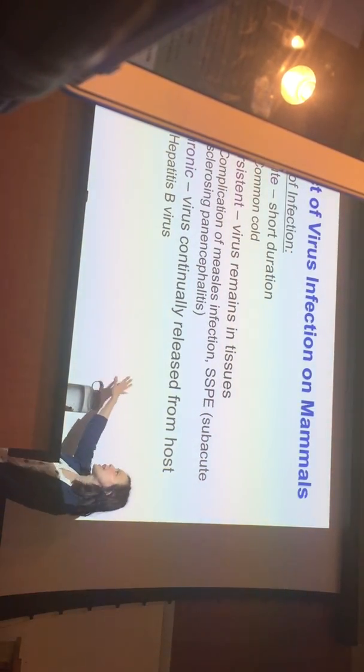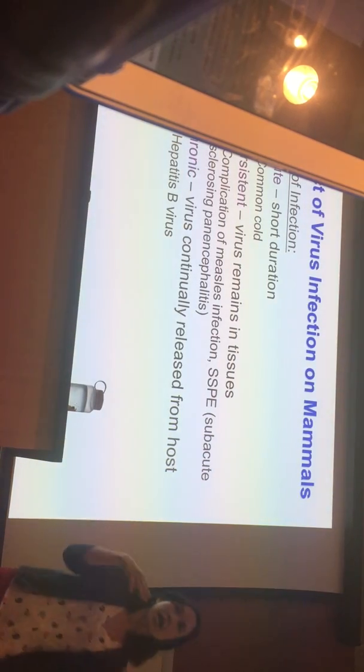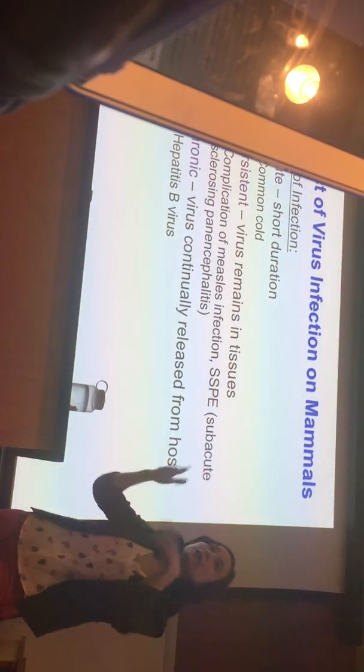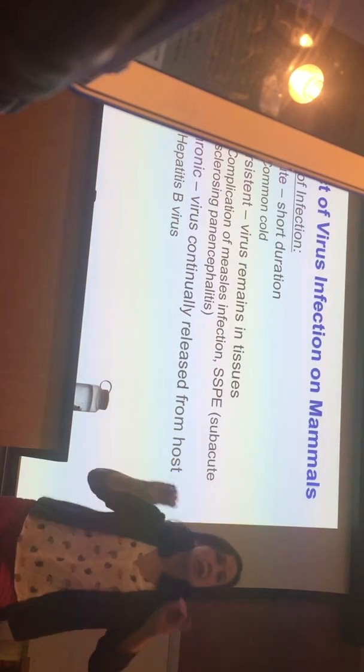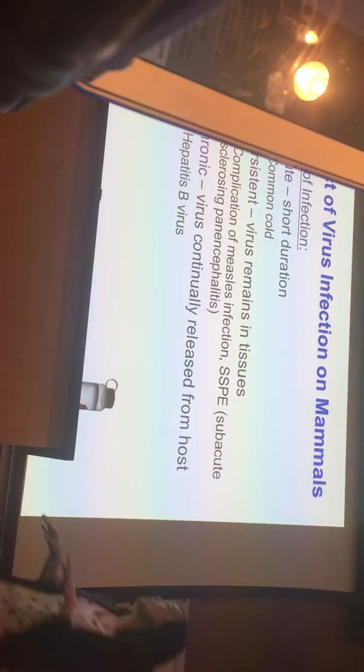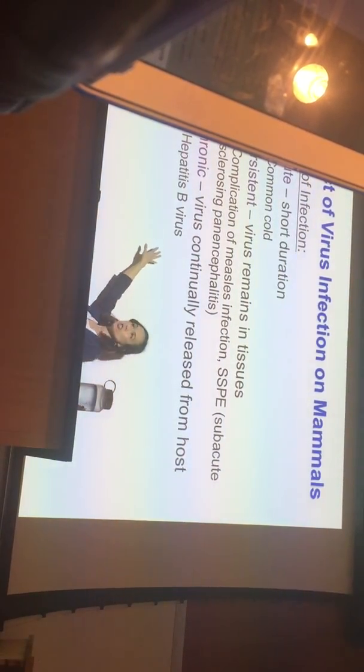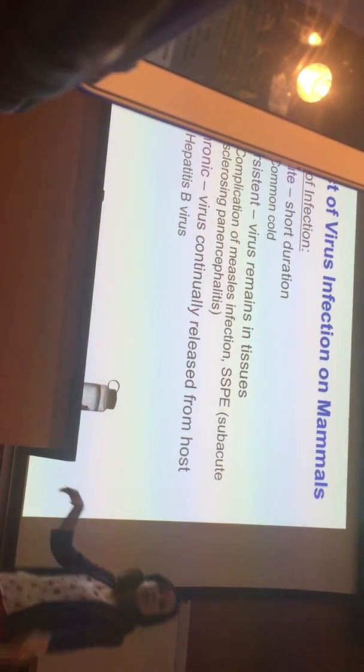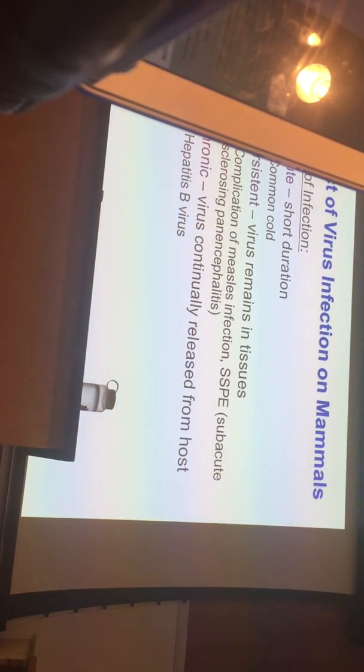Versus chronic, like the classical hepatitis B, people that get Hep B, that virus is active. So it's active in your liver, it's always being released, and that's why you get that potential complication with liver cancer, because the virus is always active.